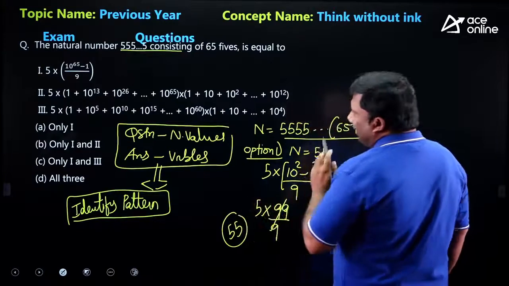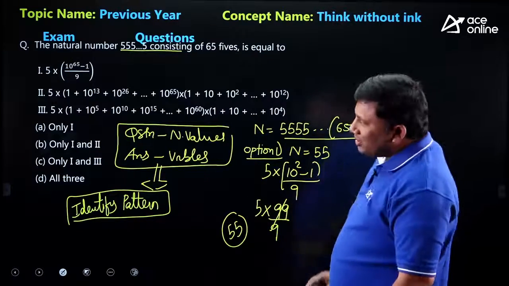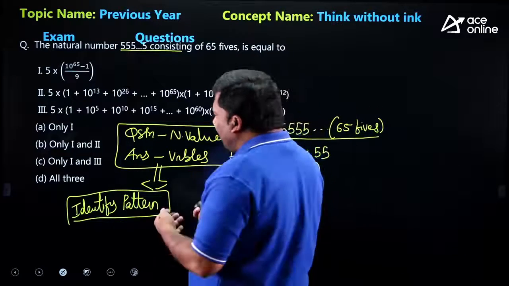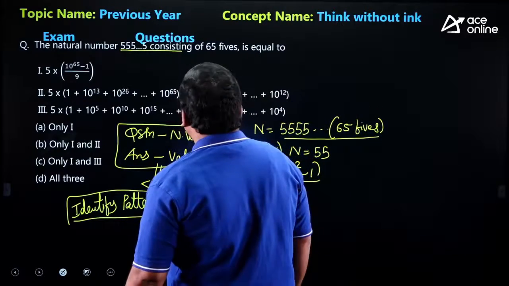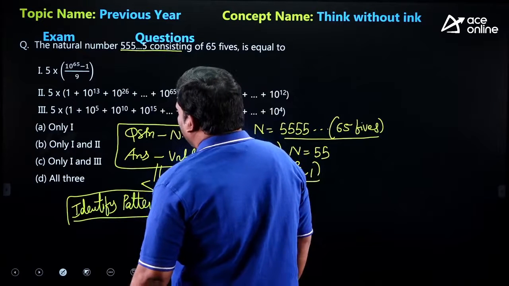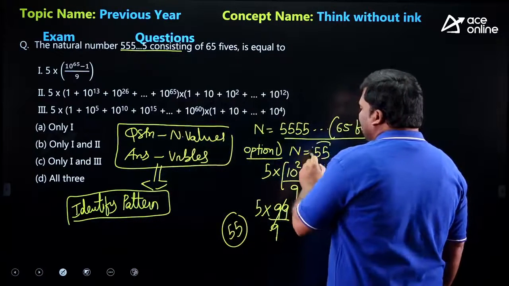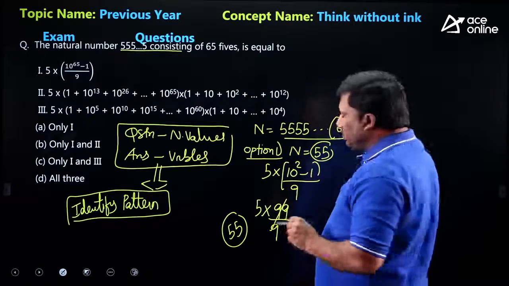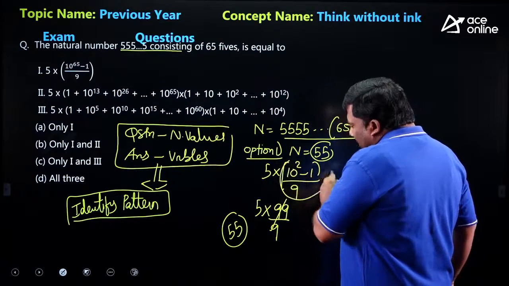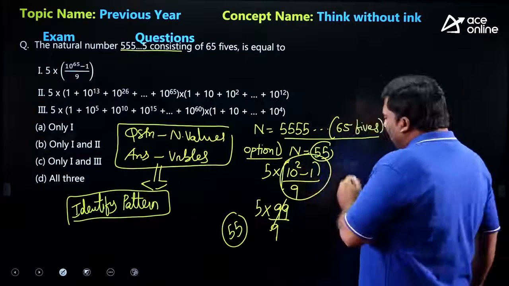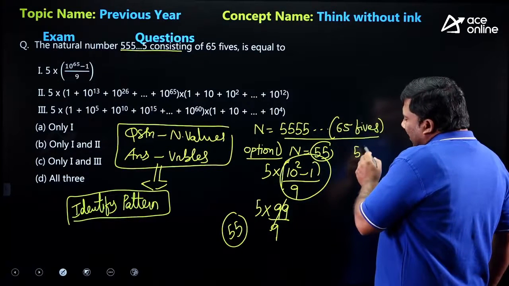55, it is matching. That means option 1 is the right answer. Now if you see option 1, first option, if 5 is written 2 times, the answer in the bracket is 10 square minus 1. If it is written 2 times, I would have got 10 square minus 1.